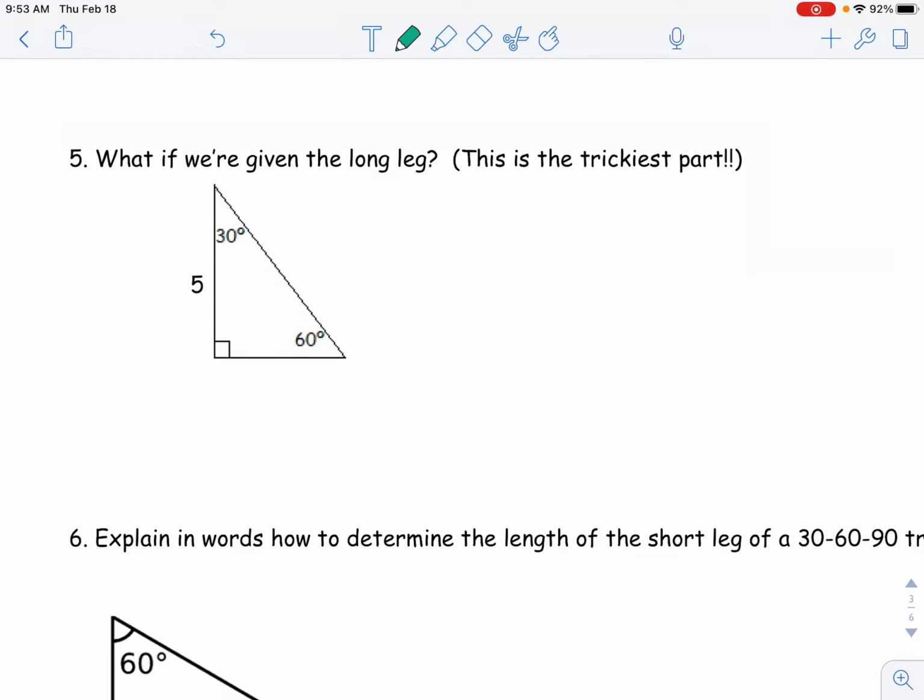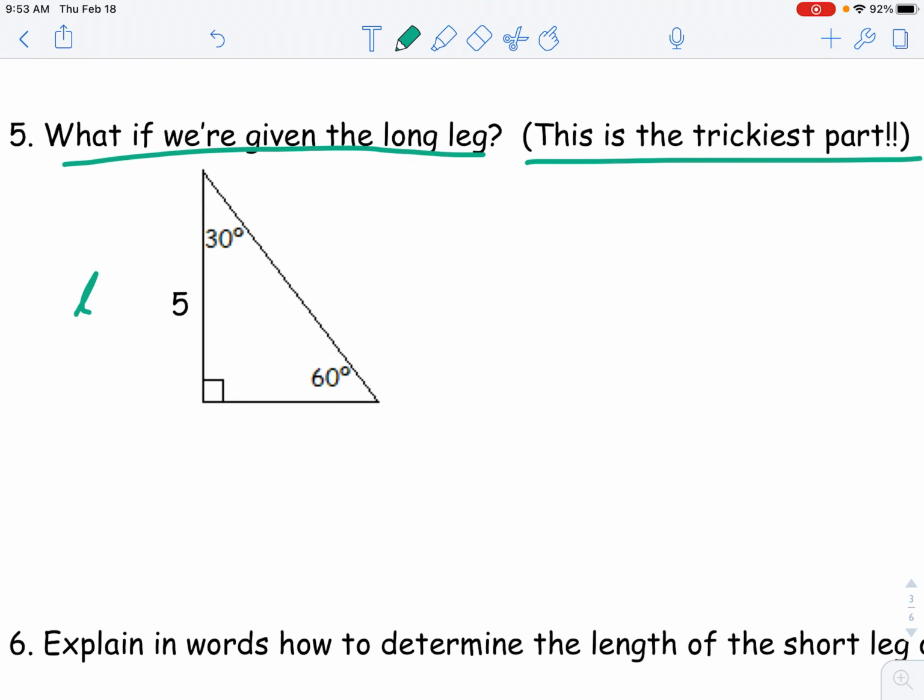All right, so in this next part, we're gonna do what if we're given the long leg, and this is by far the trickiest part. We have the long leg. Now we can just do the rules in reverse that we already talked about, but let's use the Pythagorean theorem first. Let's just use brute force. I'm gonna call the short leg x, which makes the hypotenuse 2x.